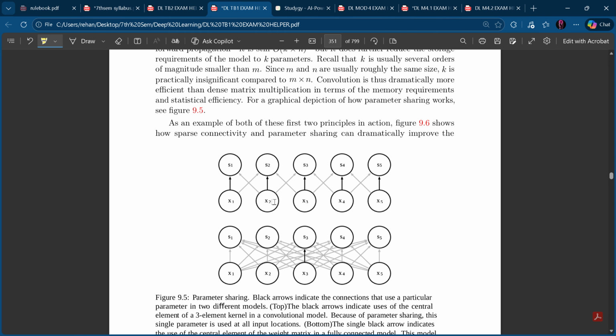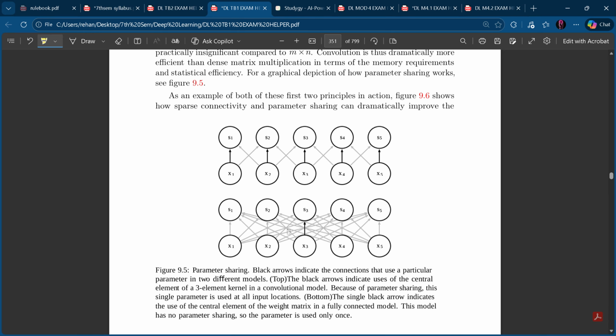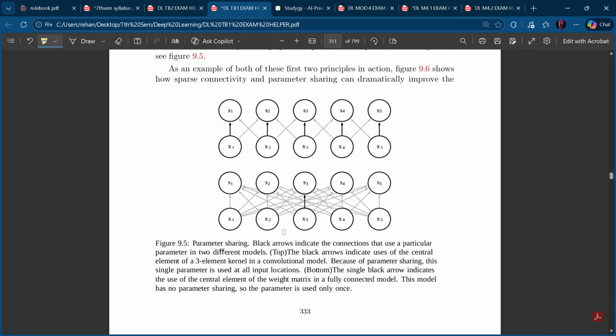As you can see here, in this image 9.5, the top image, every input is connected to the output over here. So you can see some parameter sharing. For every input the same parameter is used again and again. But here, only one is directly connected. So here it is partially connected, and the parameter is used only once. That's what they are trying to say. If you read this, you'll understand that.